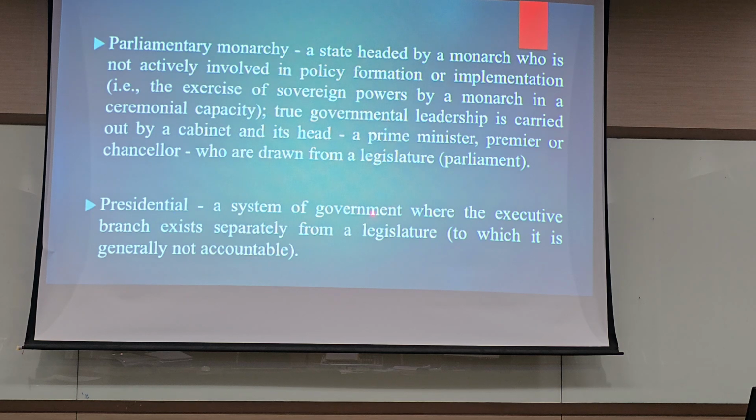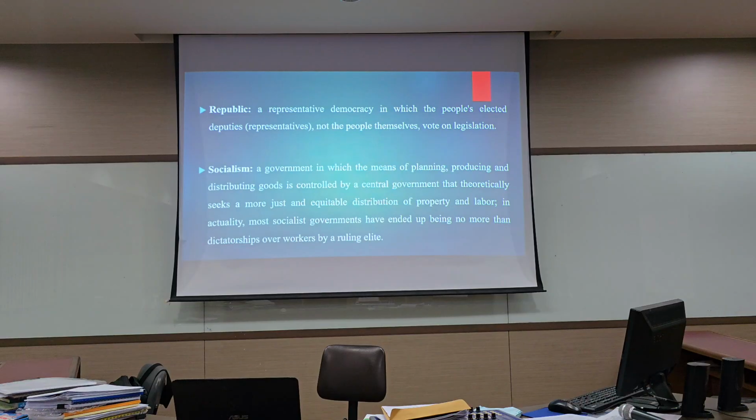Presidential: a system of government where the executive branch exists separately from the legislature, to which it is generally not accountable. In Nigeria, are the legislators accountable to Tinubu? Current legislators are accountable to Tinubu. Why? No, but is that what is supposed to be? That is the answer I needed. Because sometimes it's not politics, you know. It's when you groom someone, for example, I groom you, and then you become part of the politics. You are going to fight for my own interest, isn't that okay?